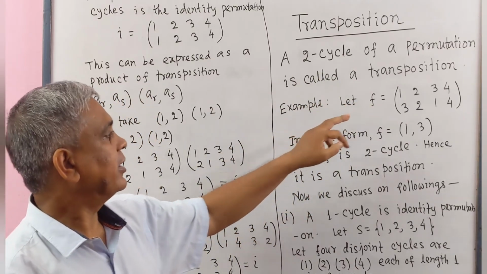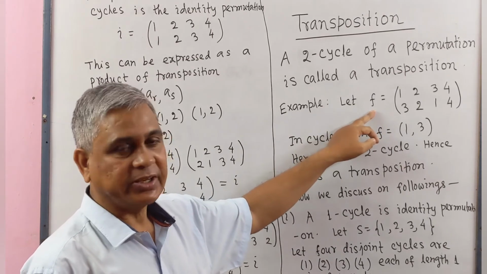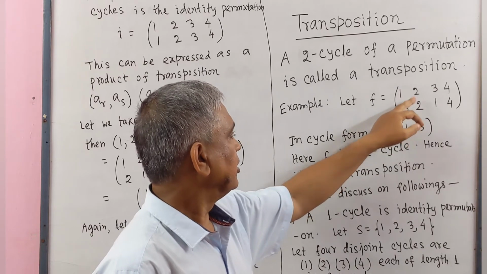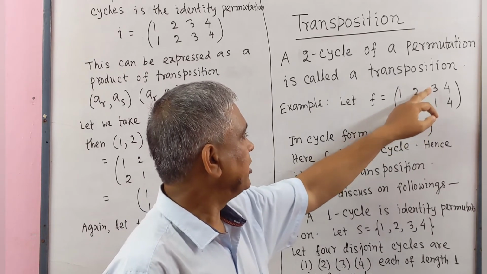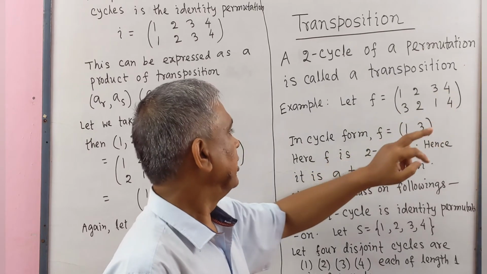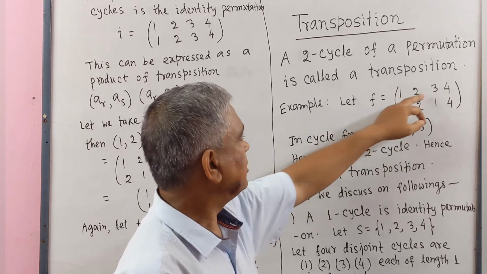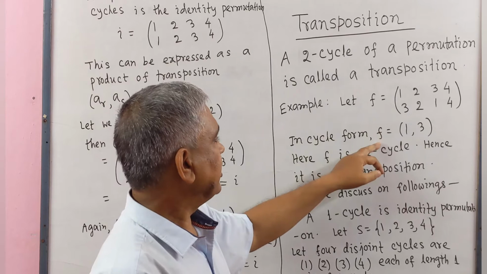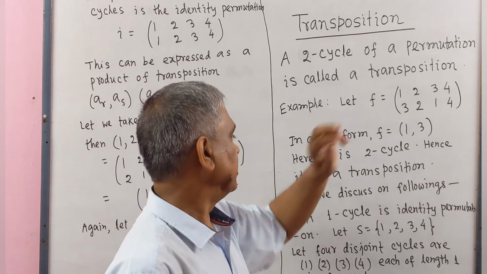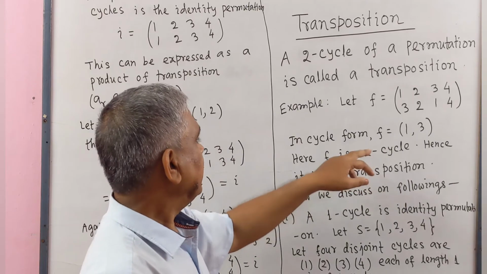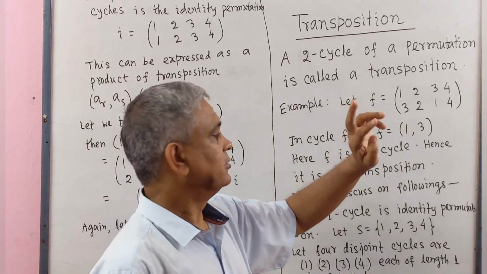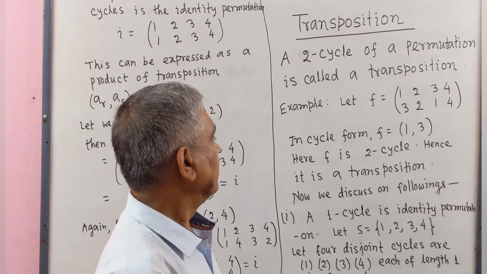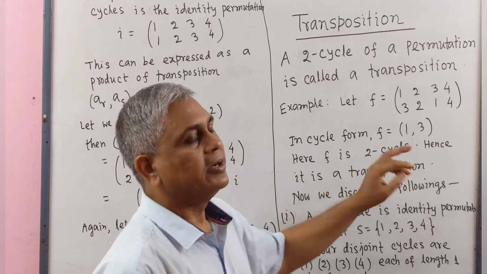For example, let F be a permutation. Here image of 1 is 3, image of 2 is 2, image of 3 is 1, image of 4 is 4. Here we see that 1 goes to 3 and 3 goes to 1, so in cycle form this permutation F is written as (1 3). Here F is a 2 cycle because here we have 2 elements. Hence it is a transposition.